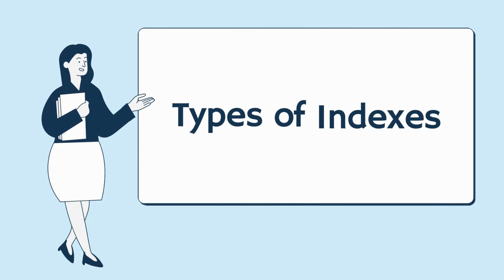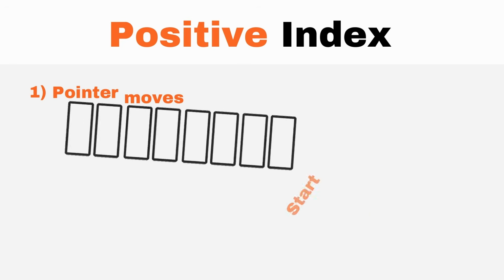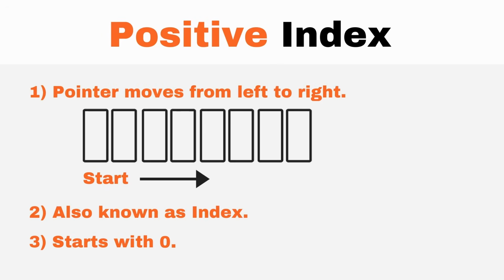An index in Python can be of two types. The first type is the positive index. Here, the pointer moves from left to right in the array. Since it is the default behavior in Python, we can refer to it simply as index. The positive index starts with 0.